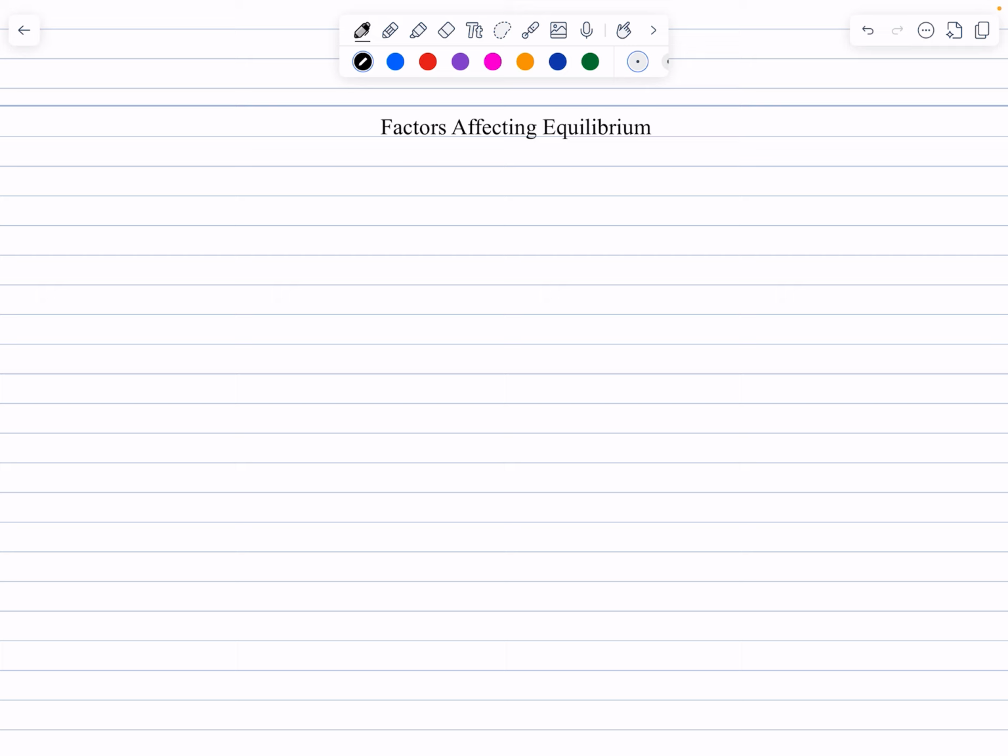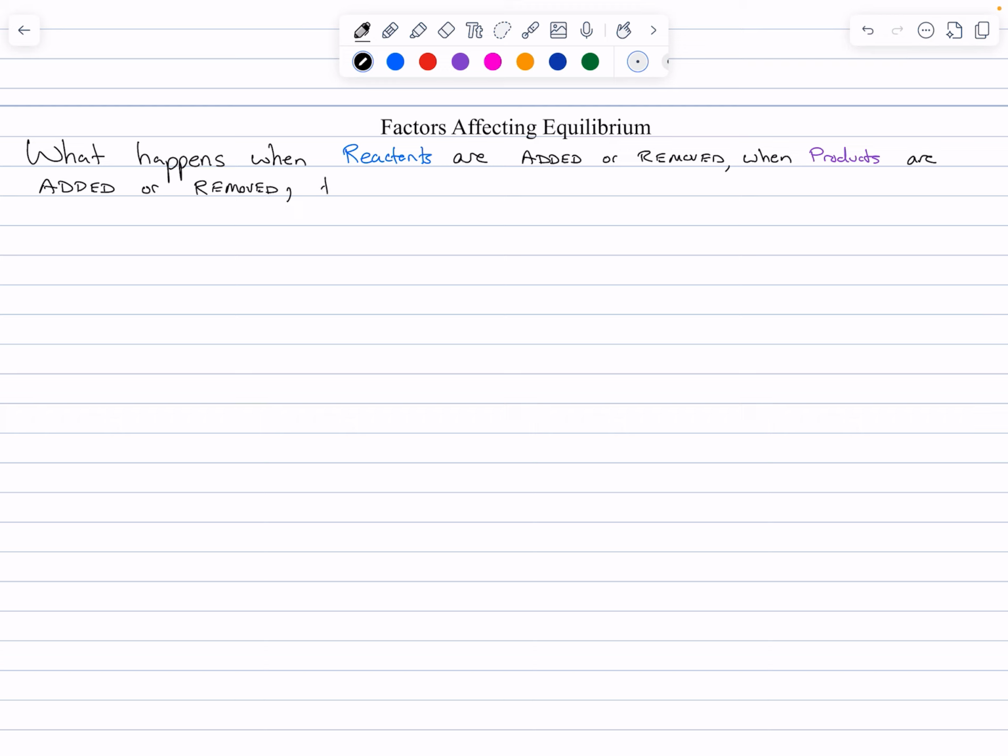All right, so the question that we're going to pose is: what happens when reactants are added or removed, when products are added or removed, when the pressure changes, or when the temperature changes?